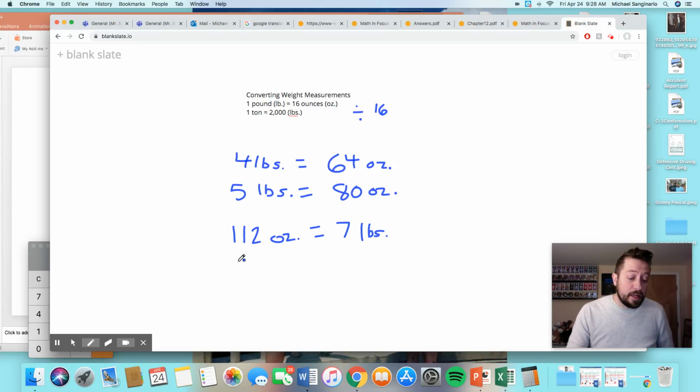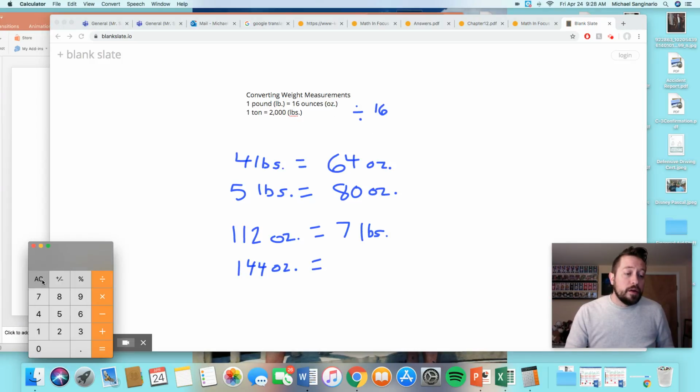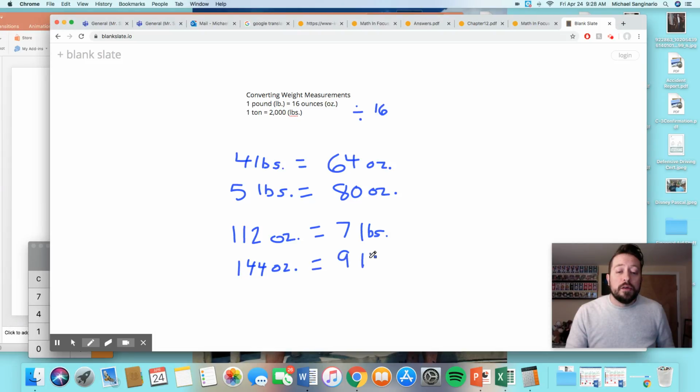If I had, say, 144 ounces, okay? I need to divide by 16. So I'm going to clear my calculator. I'm going to do 144 divided by 16. And your answer would be 9 pounds. Okay? So that's that. That's all you need to do there. Let me clear my board here.